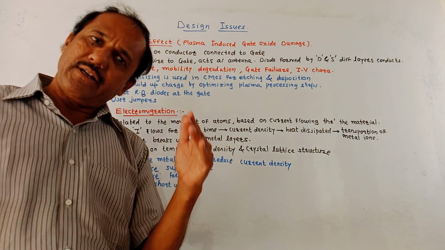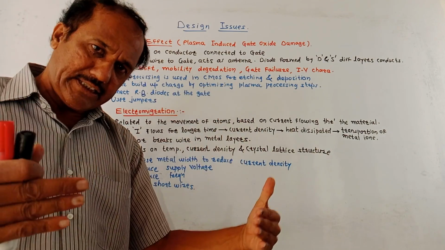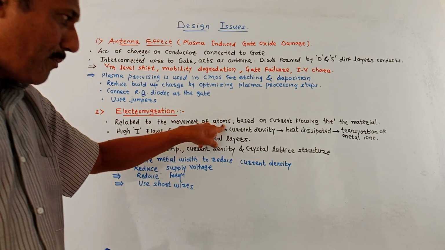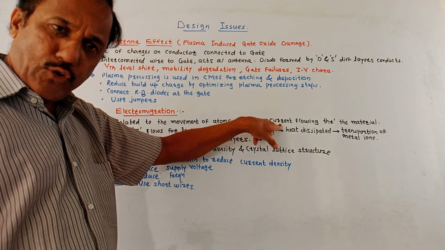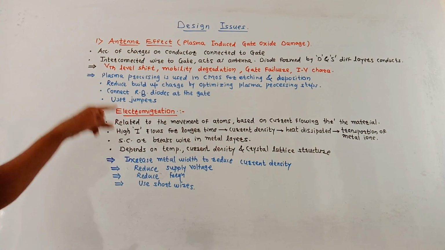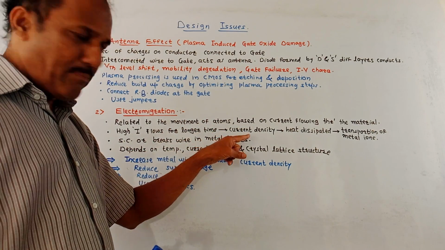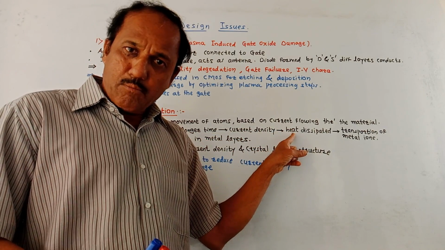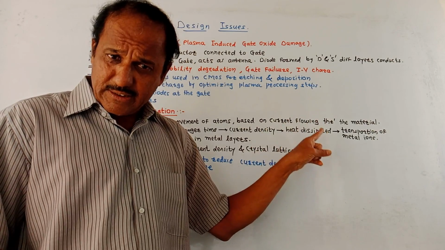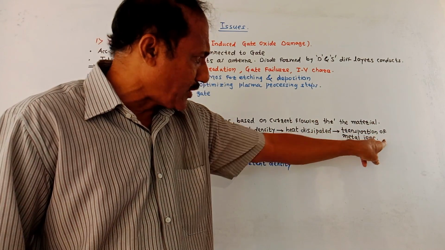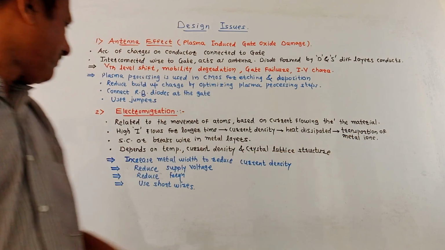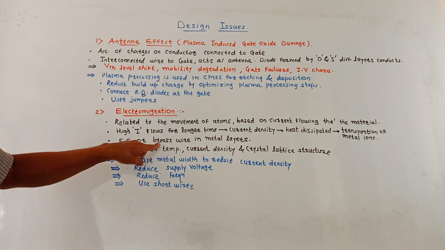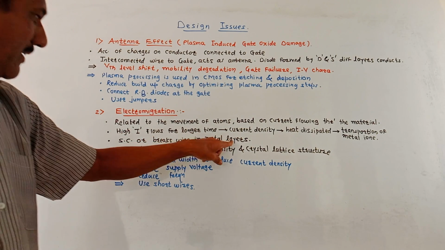This is the effect related to the current and current density, and because of which the heat is getting dissipated. So it is related to the movement of atoms based on the current flowing through the material. Usually high current flows for the longer time period. That means high current density is existing, and it will cause the more dissipation of the heat. Because of this heat dissipation, the transportation of metal ions takes place. Now it may cause the short circuit. SC stands for short circuit or breaking of wires in the metal layers.